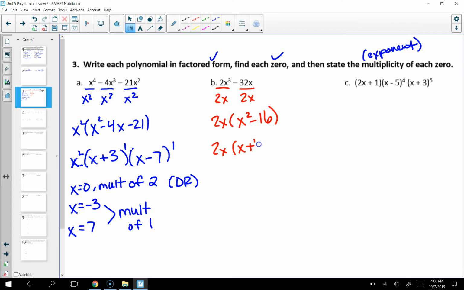One plus and one minus. Remember, they're conjugates of each other. That's why my middle term was missing. Alright, factored form is done.